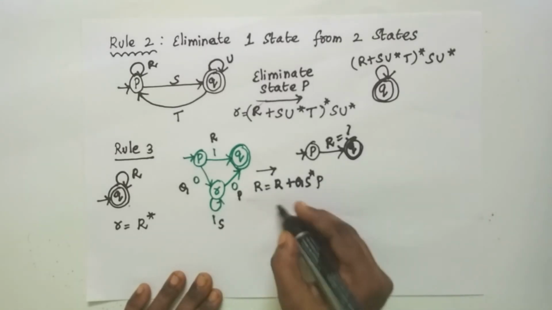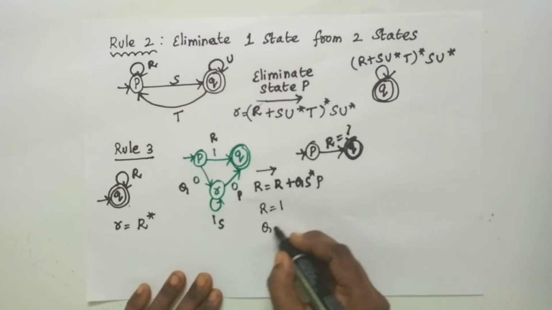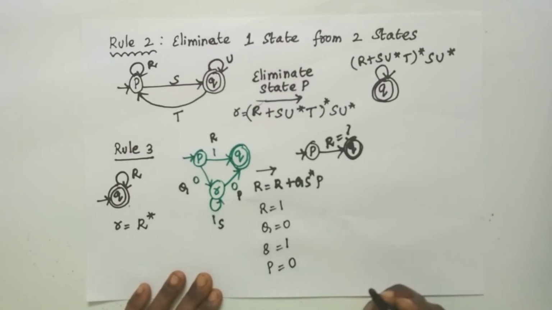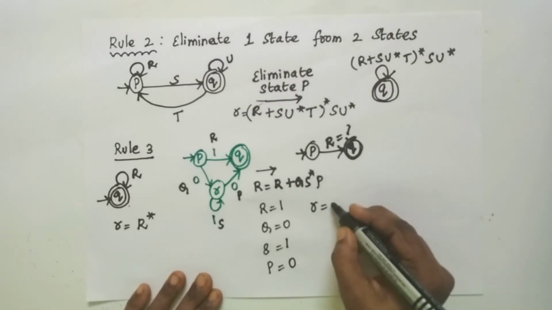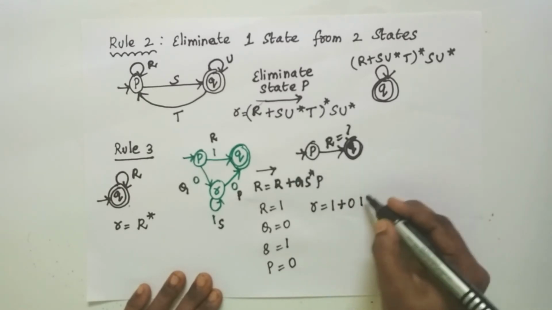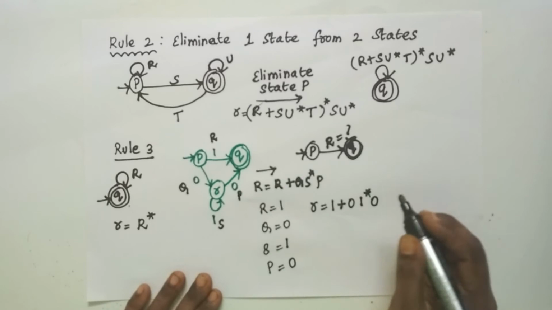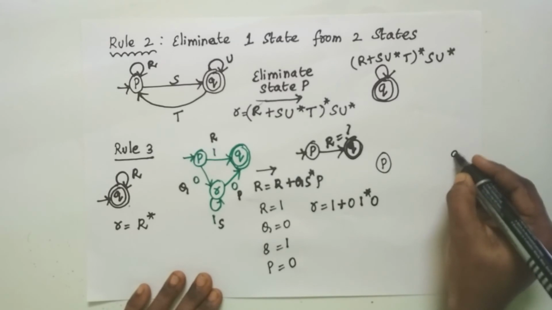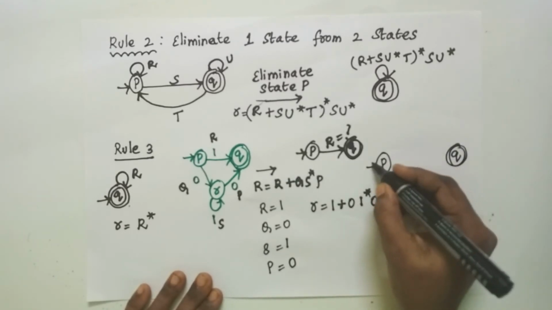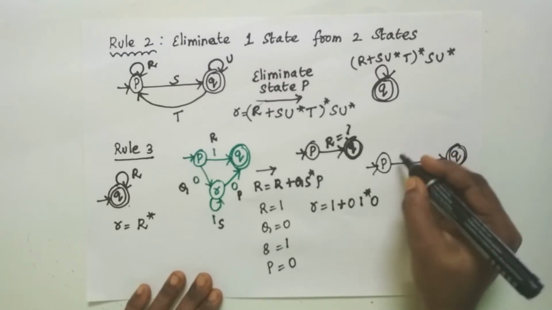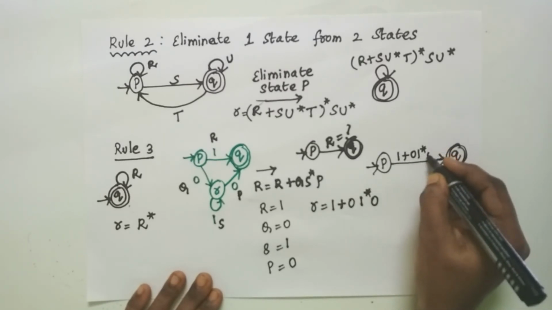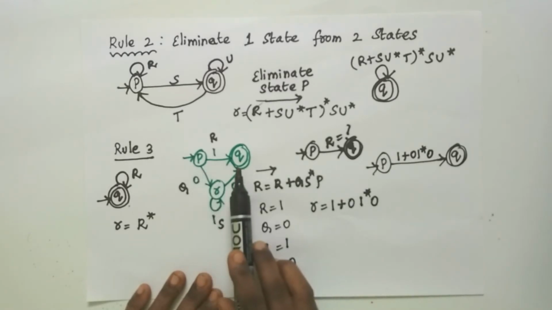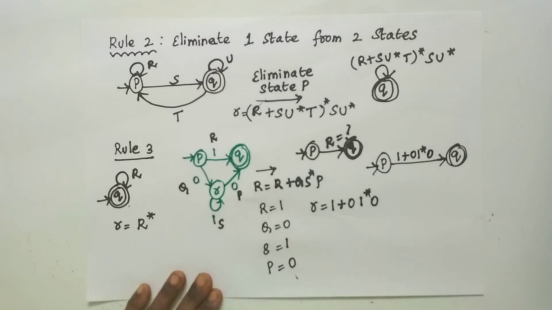So now R will be equal to 1, Q will be equal to 0, S will be equal to 1 and P will be equal to 0. So r will be equal to 1 plus 0 into 1 star 0. Here everything is a regular expression. You don't want to apply any minimization rules. So now your automata will become P as an initial state, Q as a final state, and now you need to write 1 plus 0 1 star 0. This is rule number 1 for considering the path from P to Q and you are eliminating the state R.